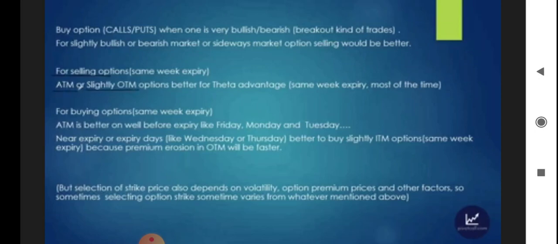But at the same time, if you are selling options, then go for slightly out of the money, or you can sell an at the money put option if you are expecting the market to go up. If you are expecting the market to go down, you can sell an at the money call option, because at the money options give you better, higher premium. Out of the money gives less premium.